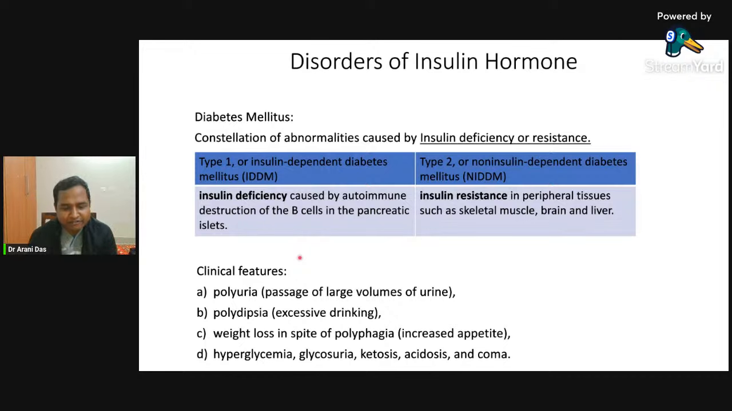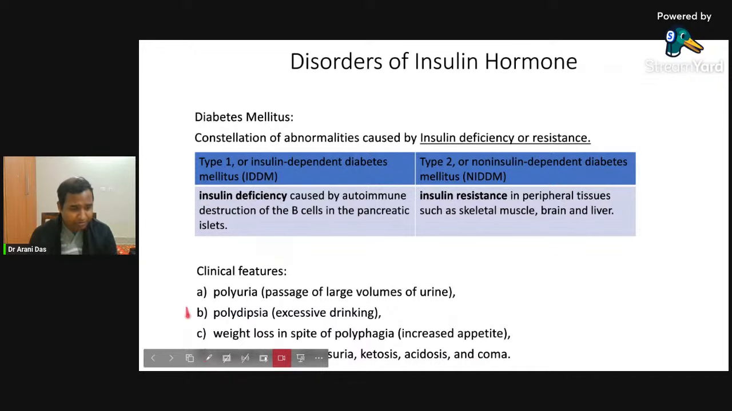The cardinal features are polyuria, polydipsia, and weight loss in spite of polyphagia, and definitely hyperglycemia, glycosuria, ketosis, acidosis, and coma. So many terminologies are there. Polyuria means excess urine formation, polydipsia means excess urge to drink, weight loss will be there, and polyphagia is also associated. Hyperglycemia occurs because of less insulin, since the function of insulin is to clear glucose from the blood. It increases the uptake of glucose in muscles, adipose tissue, and liver. If insulin is not available, all the glucose stays in the blood. So hyperglycemia is present, and the increased glucose can appear in the urine, producing glycosuria. Ketosis, acidosis, and coma will follow.